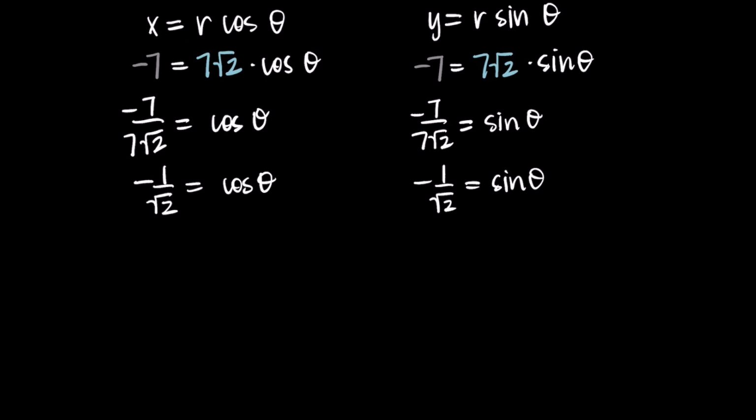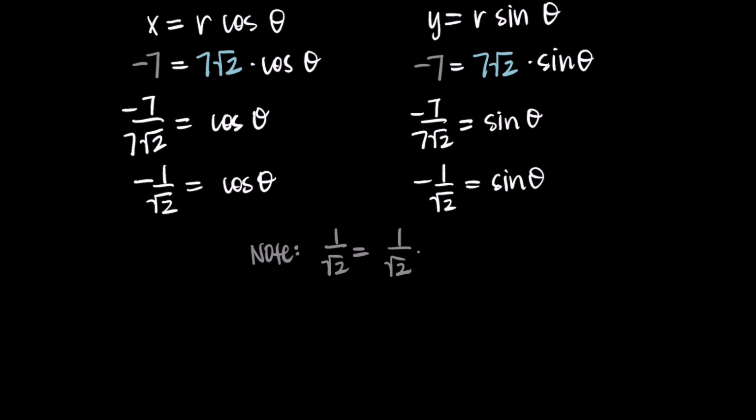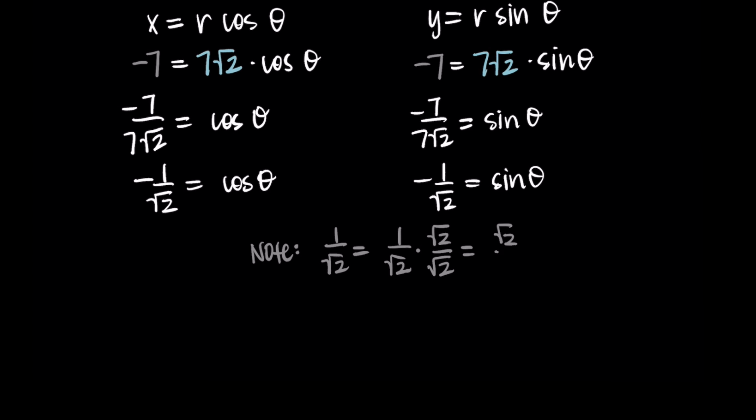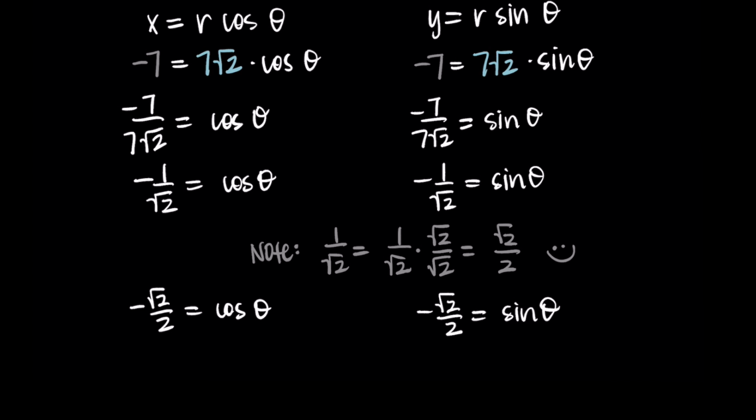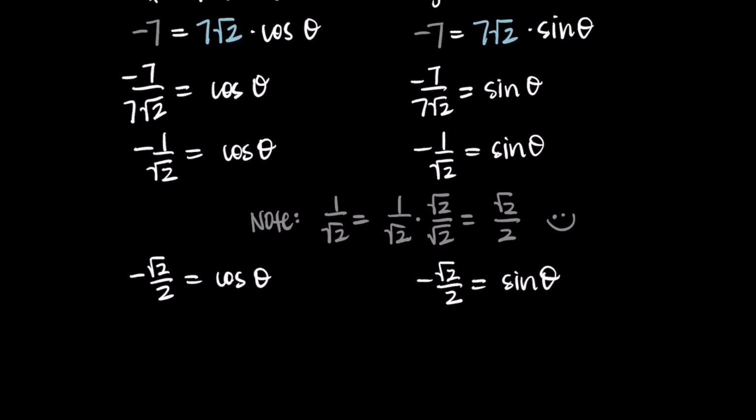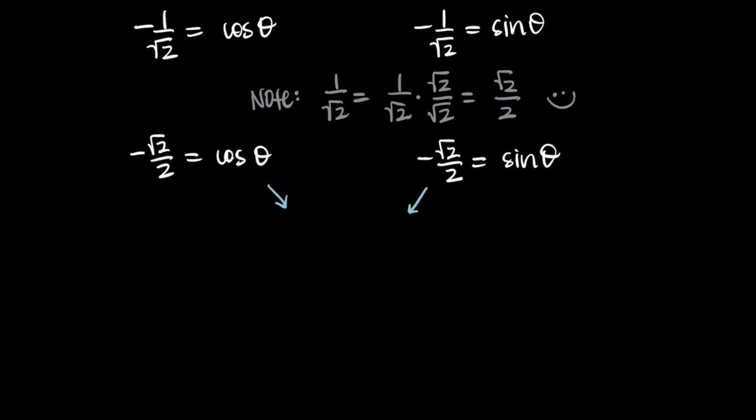So if you've solved quite a few of these trig equations with unit circle values, you might recognize this 1 over square root of 2. We can rationalize this by multiplying by the square root of 2 in both the numerator and the denominator, and so I'm getting that this is really square root of 2 over 2. So as my final equations, I can say that we're looking for negative square root of 2 over 2 equals cosine of theta, and negative square root of 2 over 2 equals sine of theta. And so I'm looking for the angle that has these sine and cosine values.